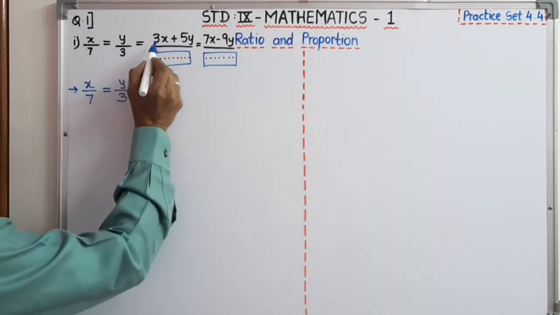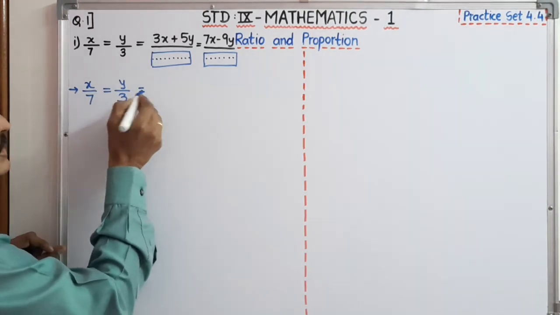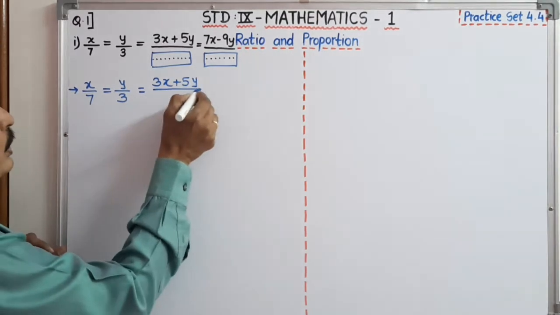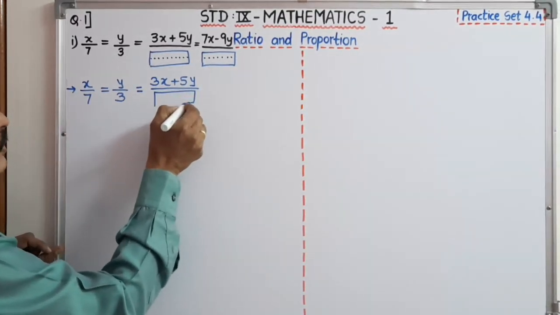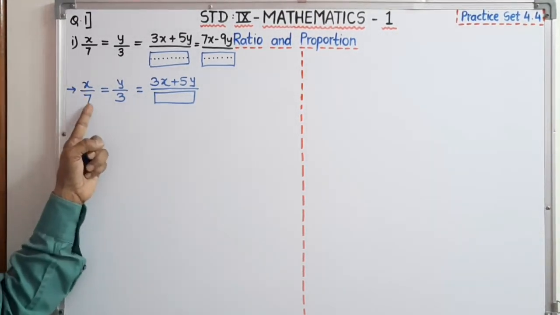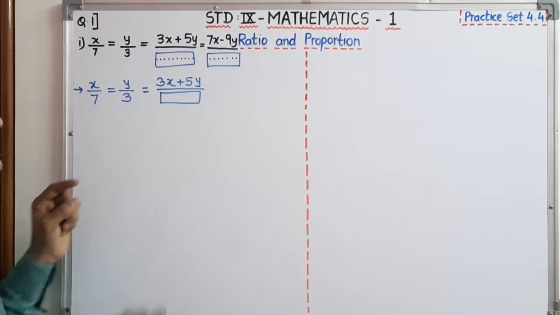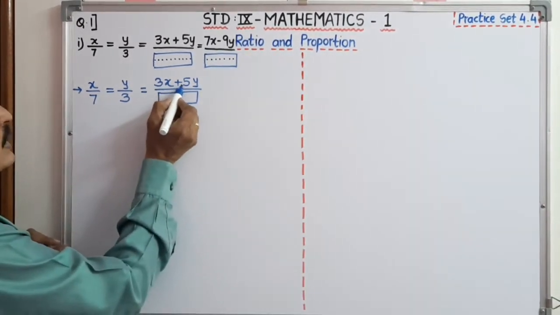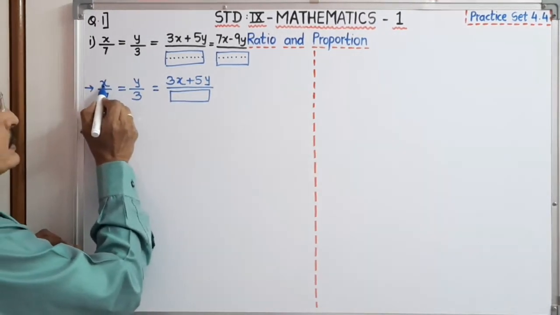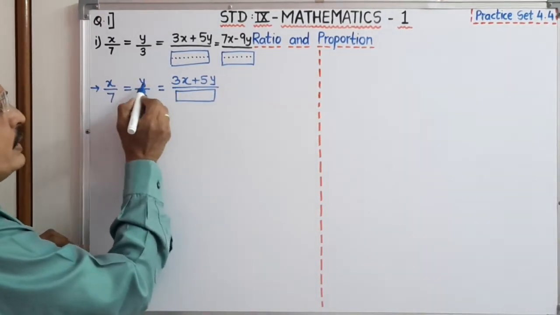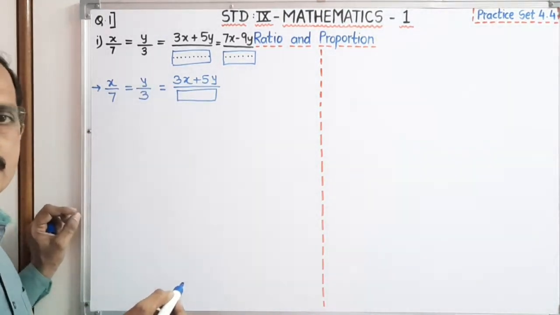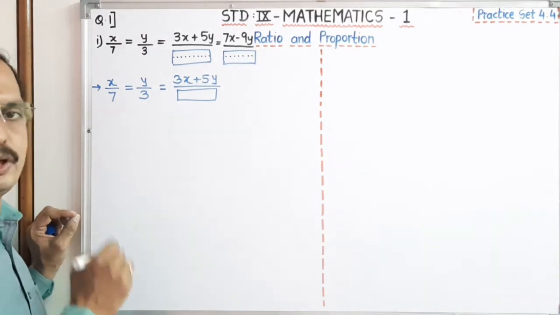After that, here 3x, this ratio is also equal, that is 3x plus 5y upon, we have to write here the pillars. Now see, dear student, x upon 7 is equal to y upon 3 is equal to 3x plus 5y. That means, dear student, here this x is multiplied with 3 and this y is multiplied with 5, and thereafter there is an application of the theorem on equal ratio.